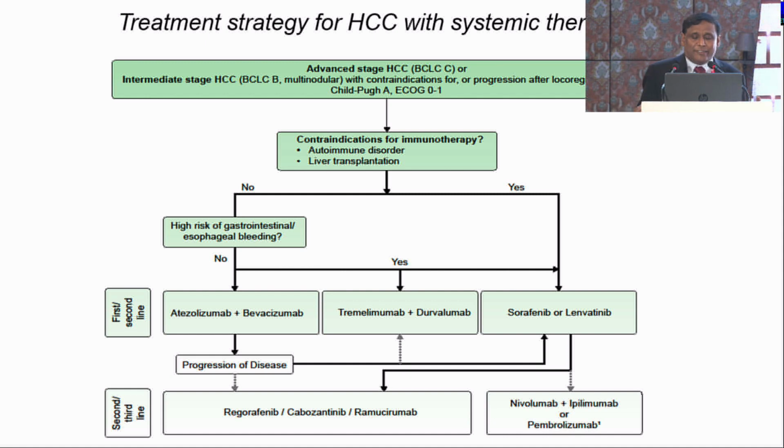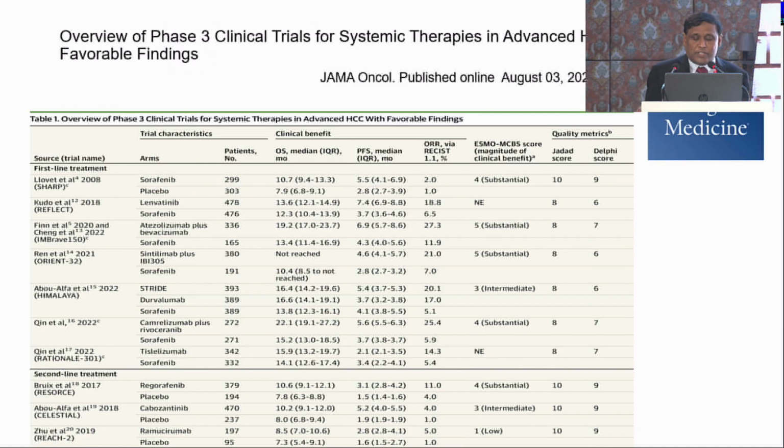Is it Child A or early B? We don't use this for Child C or advanced B. And look whether the patient has any contraindication, any autoimmune disorder; in that case, you can go for sorafenib and lenvatinib. Otherwise, go for atezolizumab-bevacizumab. And if atezolizumab-bevacizumab doesn't work, go to the next option, and then second line, which has tremendous response nowadays, as different studies have shown.